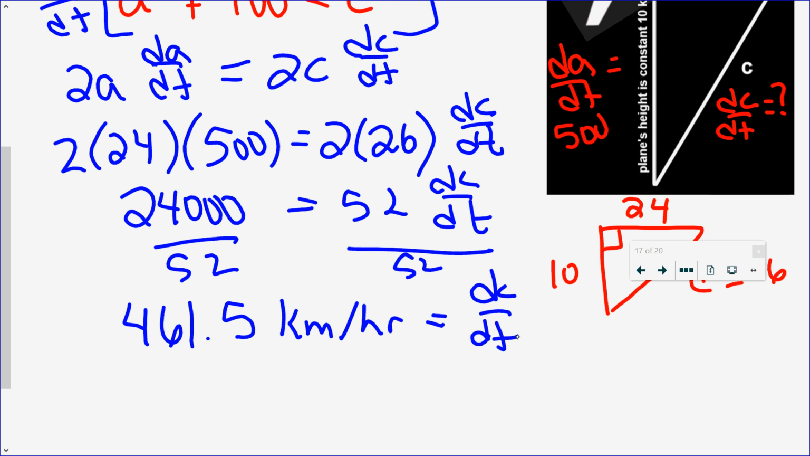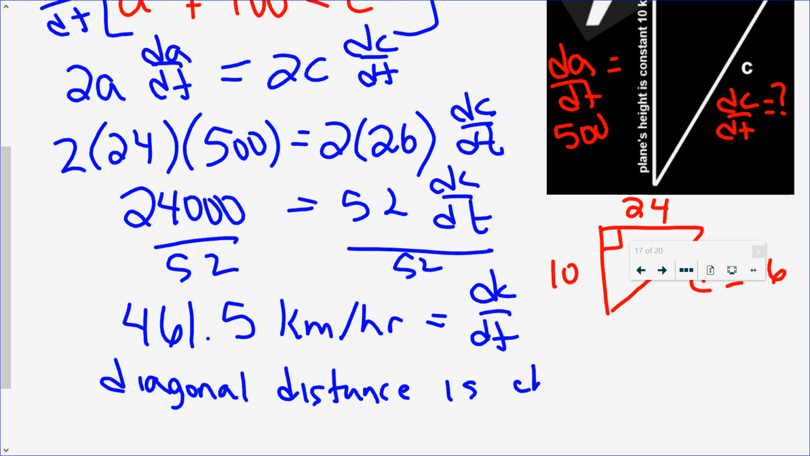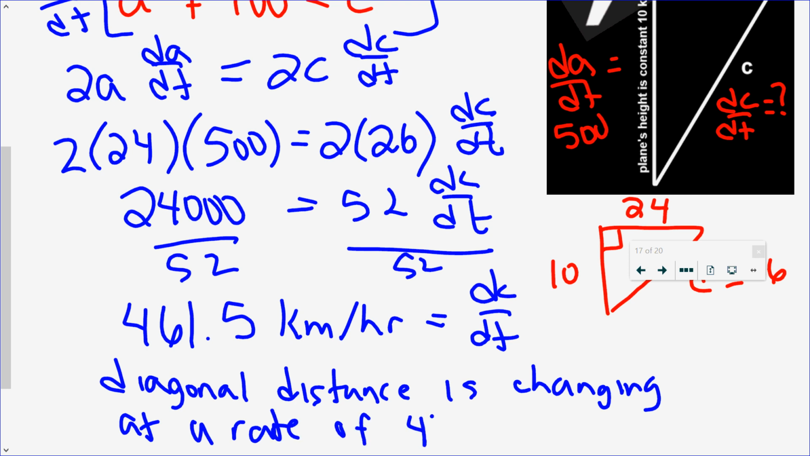So what I can say is that the diagonal distance is changing at a rate of 461.5 kilometers per hour.